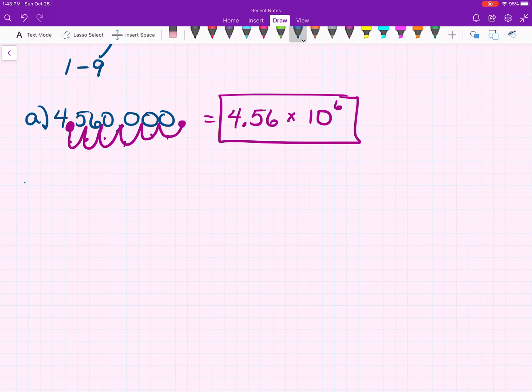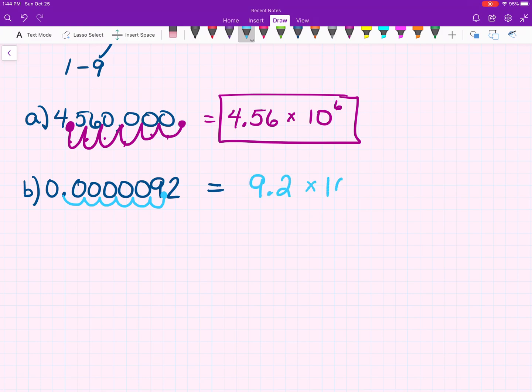With a very small number, like we have here, 0.0, and it looks like we have 5 zeros, and a 9, 2. Now, if we're going from a very small number, the exponent's going to be negative. So again, we're going to move it, but this time we have to move it the other way. We're dividing by tens here until we have 1 to 9 to the left of the decimal. So that gives us 9.2 times 10, since we were dividing by tens to move the decimal, it's going to be negative, and we're going to count our jumps. 1, 2, 3, 4, 5, 6 to the negative 6.